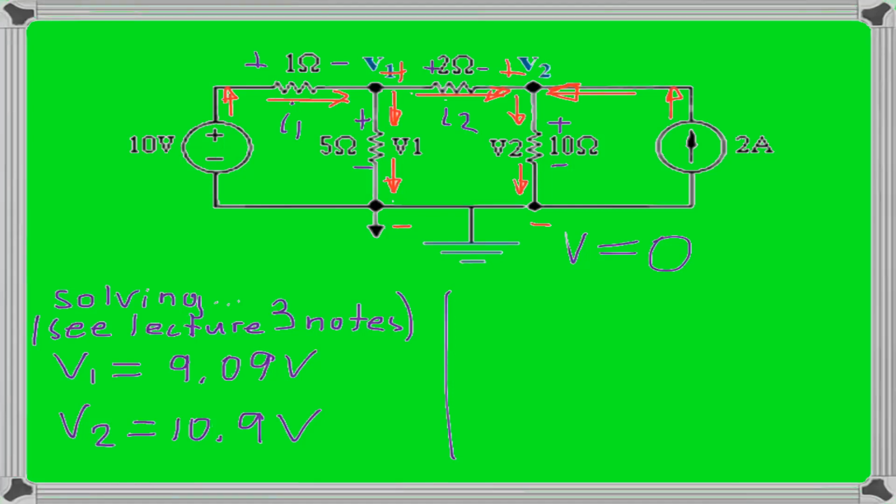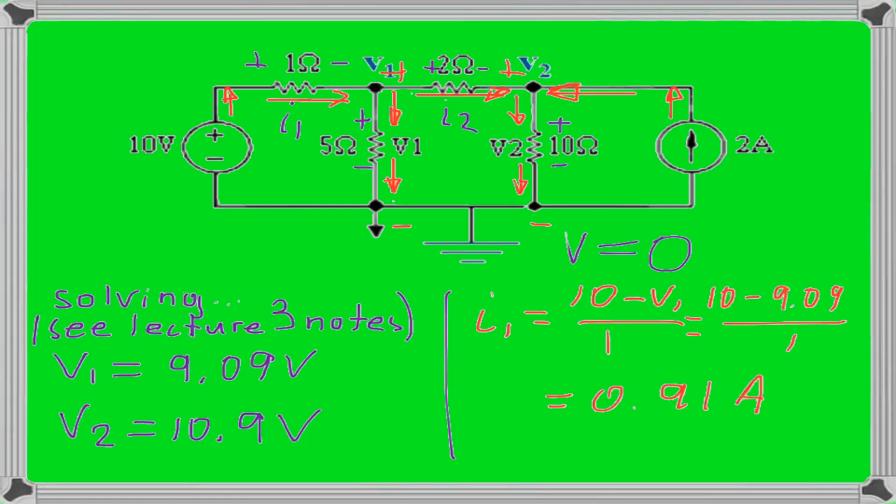But why do we need to know nodal voltages? Well, by knowing nodal voltages, we can find any current in any branch. For example, what would be the current I1? We know that I1 is 10 minus V1 over 1. And because we already found nodal voltage V1, we can find the current I1, which will be 10 minus 9.09 over 1, which equals 0.91 amps.